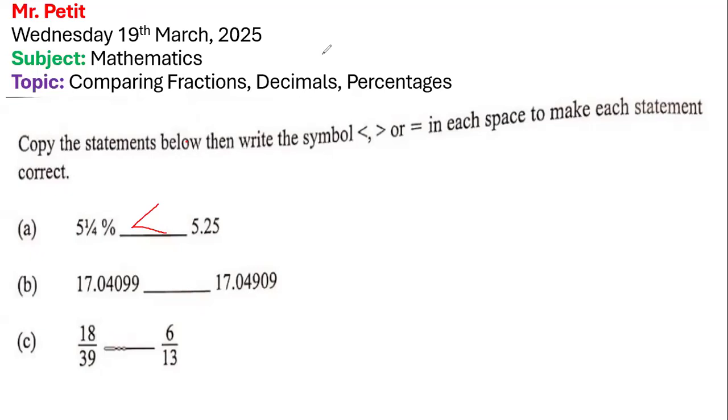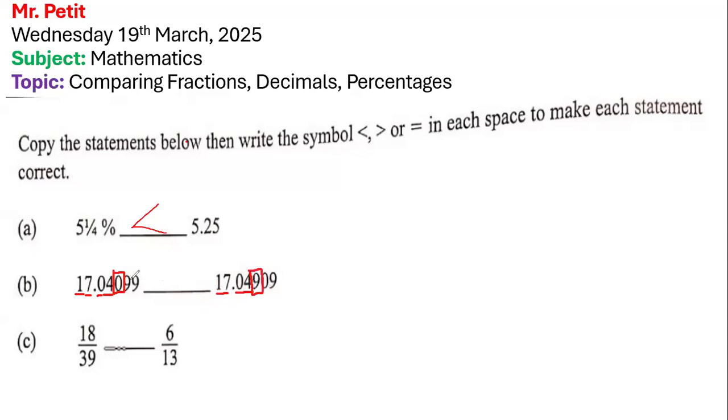So how do we check decimals? We're going to do it number by number. So 1 and 1, they're the same, right? So they're equal so far. 7 and 7, they're equal so far, right? Then 0 and 0, equal so far. Then 4 and 4, they're equal so far. And then we have 0 and 9.